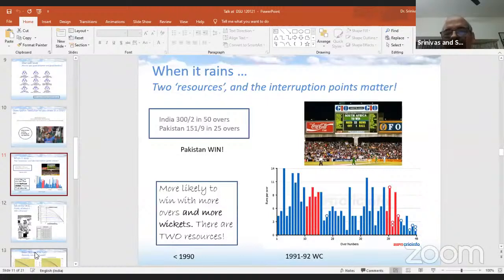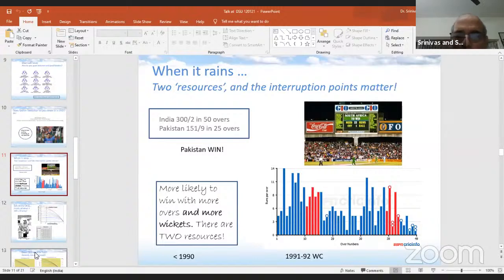So the message there, therefore, is that in an ODI match, you don't have only the resource of, if you have more balls in your pocket, then you're more likely to win. That's true, but that's not only true. What's also true is that in one pocket, you must have a lot of balls to play, and in the other pocket, you must have a lot of wickets to bat with. So in some sense, it is a combination of two resources, and that is what should decide who wins that ODI match or eventually the T20 match.